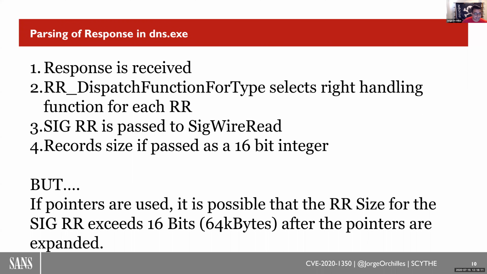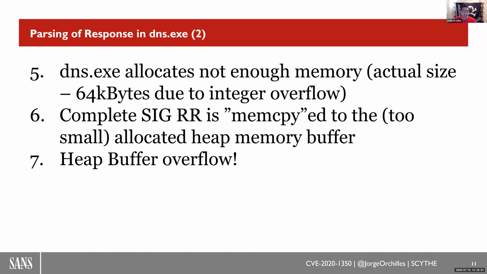It records that size as a 16-bit integer. And that's a big if, right? Because what if the pointer is larger than that? What if it exceeds those 16 bits, also 64 kilobytes? The 64 kilobytes is going to be important for us. Then it expands that, and DNS.exe only allocated 64K for this. So if it now received more than that, it will get copied into there.